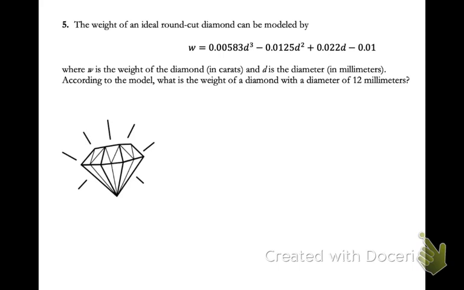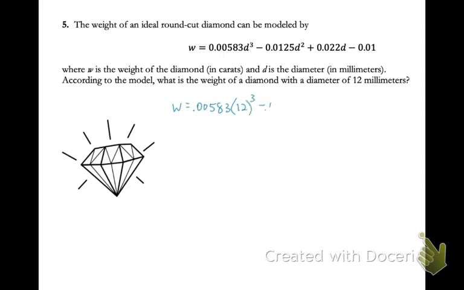Now here's an application of polynomials. The weight of an ideal round cut diamond can be modeled by, and there's the equation, where W is the weight in carats and D is the diameter in millimeters. So according to the model, what is the weight of a diamond with a diameter of 12 meters? Sorry, millimeters. That would be crazy. So you want to take 12 and plug it in for D.